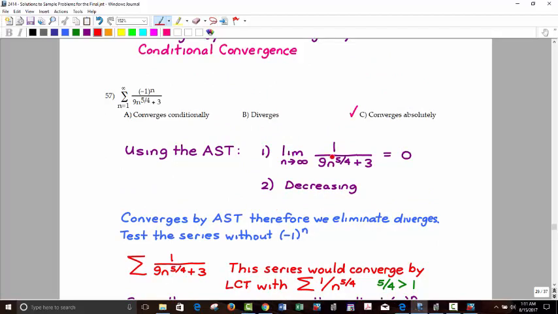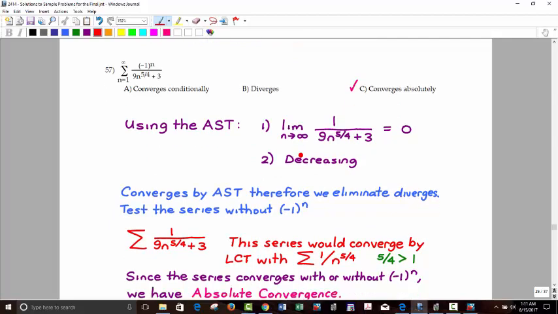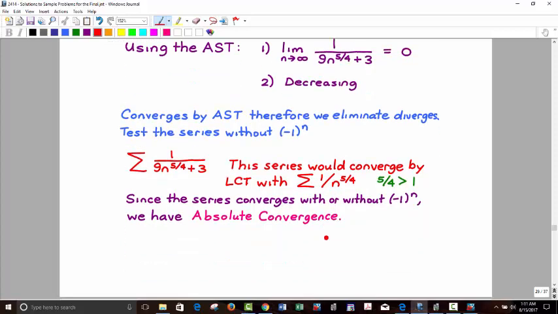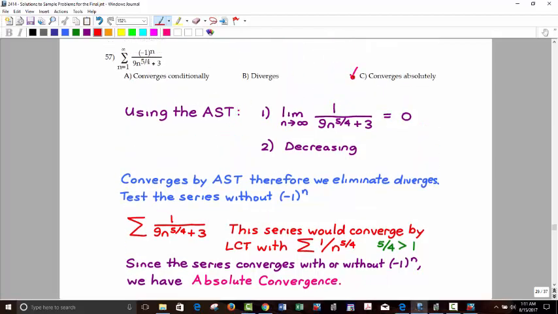All right, so it makes it through the AST easily enough. So we have converging. Now we've eliminated diverge. So we're going to test this without the negative 1. This is another limit comparison test, but I would compare this with 1 over n to the 5/4. I didn't even work the LCT out this time. As long as you pick the right thing, which I did, 1 over n to the 5/4 is a converging p-series. 5/4 is greater than 1. And so it converges with or without the negative 1, and that is called absolute convergence, or converges absolutely.